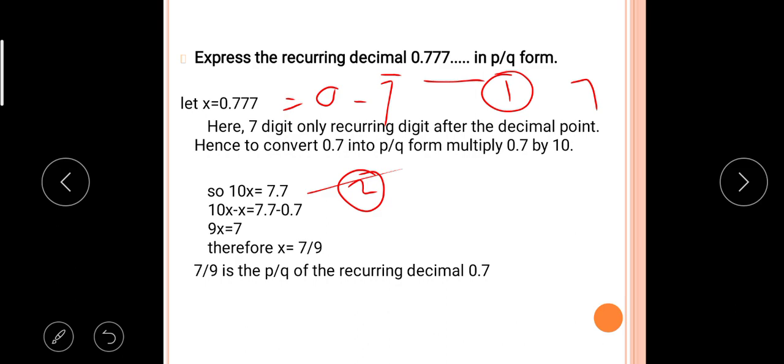You will get 10x minus x is equal to 7.7 minus 0.7. Therefore 9x is equal to 7, therefore x is equal to 7 by 9. So 7 by 9 is the p by q form of the recurring decimal. Very simple. So these steps are important.